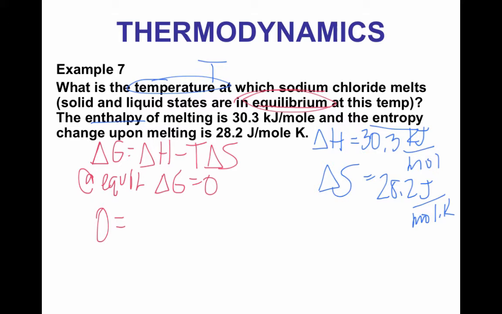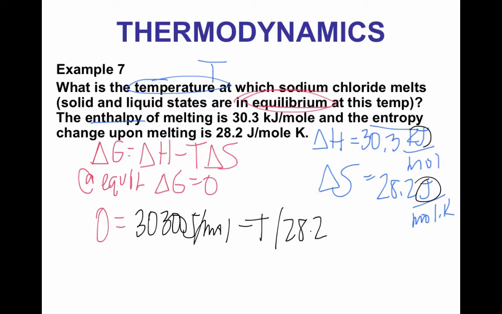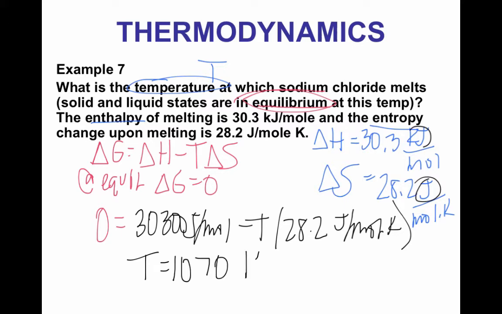Okay, always check your units to see if you need to convert anything. So if you take a look, we have kilojoules, we have joules. Okay, we want to put it in joules. It's just easier to work with your joules. So if we put this in joules, we have 30,300 joules per mole minus T times 28.2 joules per mole times Kelvin. Right, so what you can do is you can add this 28.2 times T to the other side, solve for T, and what I found for T is 1070 Kelvin.